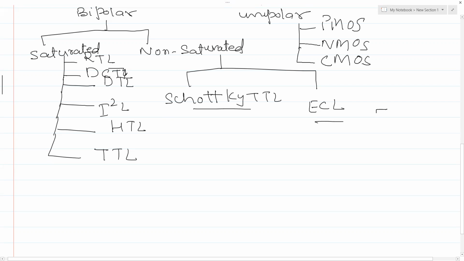The important among all these is TTL, then you have Schottky TTL, the non-saturated one, and then you have ECL. Then in unipolar, all the three are important, that's PMOS, NMOS, and CMOS. So now we'll study the characteristics of digital ICs.